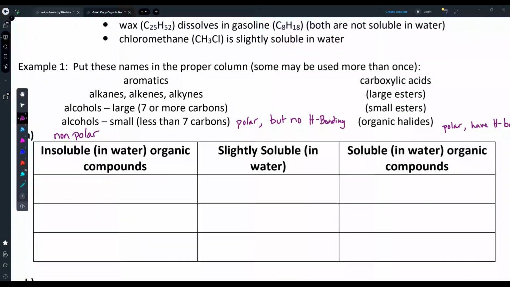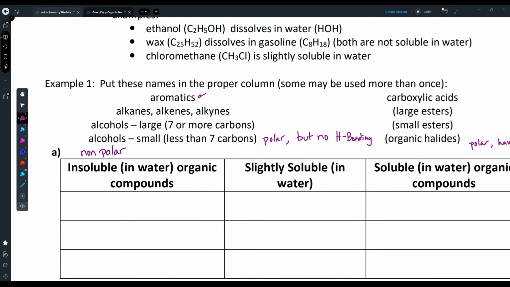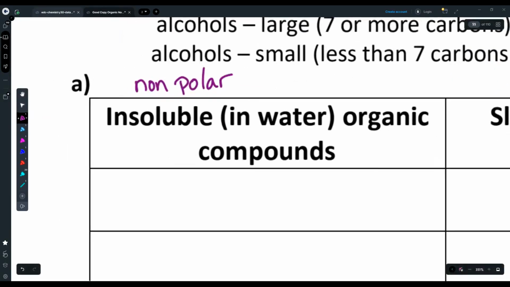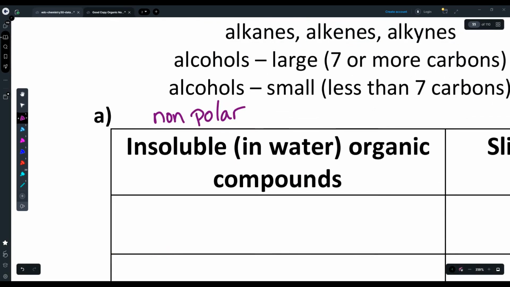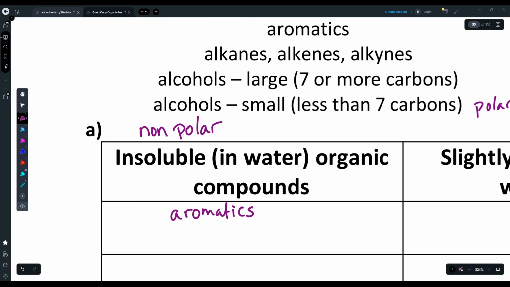Okay, so looking for nonpolar aromatics, that's definitely going to be nonpolar. So remember, aromatic compounds are compounds that have benzene in them, and benzene is nonpolar. Additionally, alkanes, alkenes, alkynes are just carbon chains that either have single bonds, double bonds, or triple bonds in them. Those are all nonpolar.